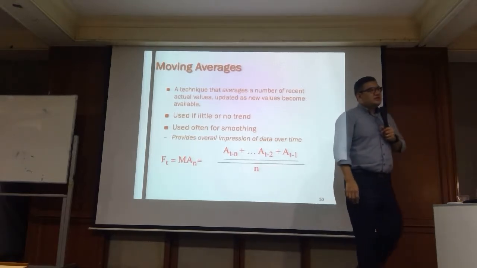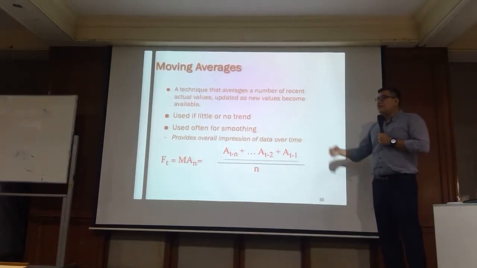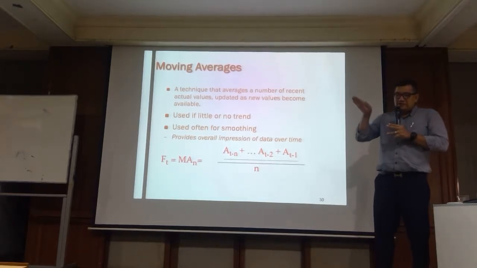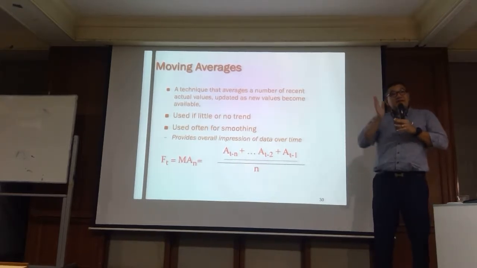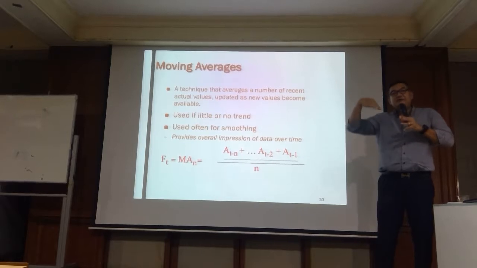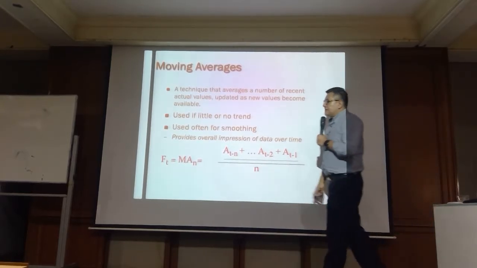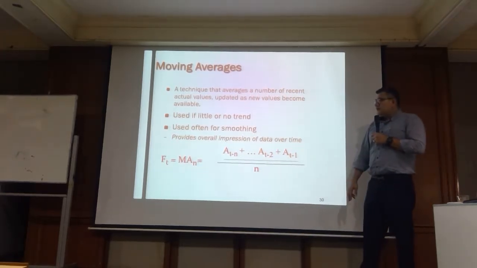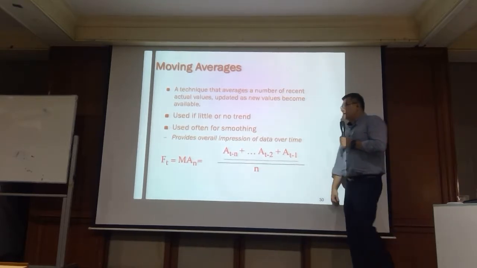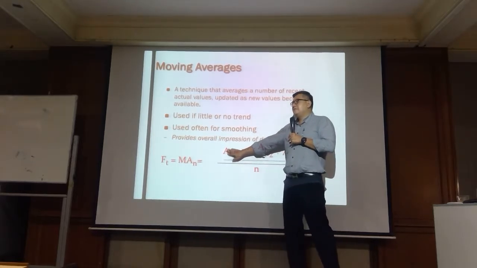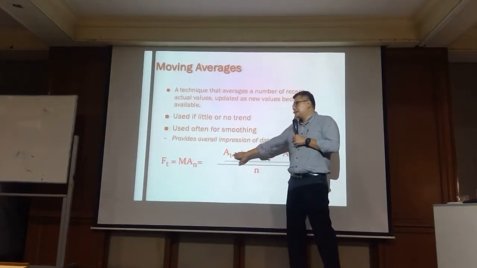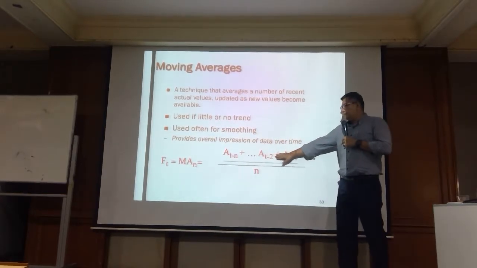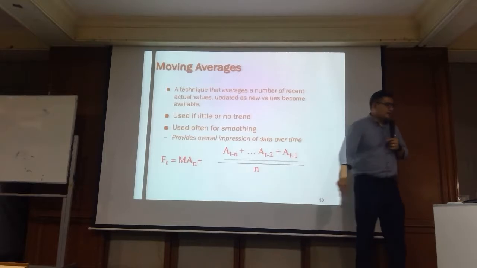Why? Because if you use a moving average forecast with data that has a trend, it will dampen the trend effect, because when you average something, it decreases the value. Okay, so for example, let's say you use n equal to 3 days. A 3-day moving average is the actual data from the current day plus the actual data from the previous day plus the actual data from the previous 2 days.